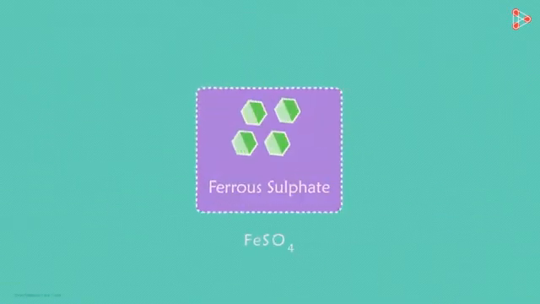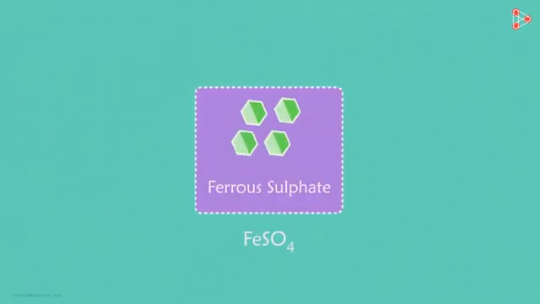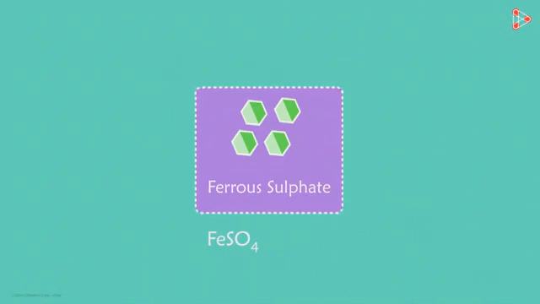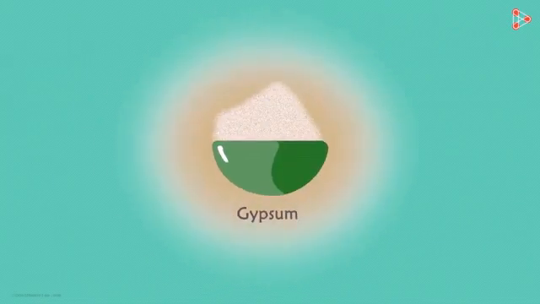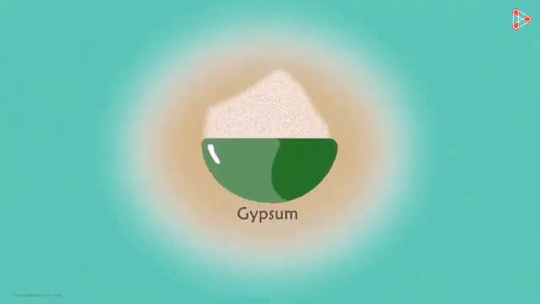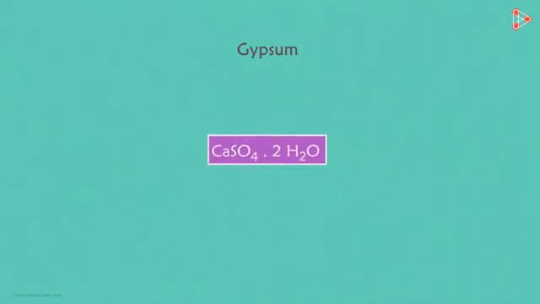Another example is that of ferrous sulfate. It has a green color due to the presence of 7 water molecules in it. So though the crystals look dry, they aren't really dry. Another salt which possesses water of crystallization is gypsum. It's a hydrated salt of calcium and its chemical formula is CaSO4.2H2O. What is it used for?